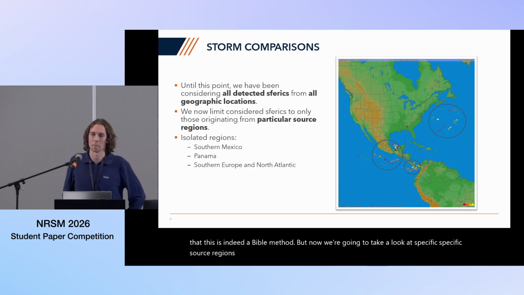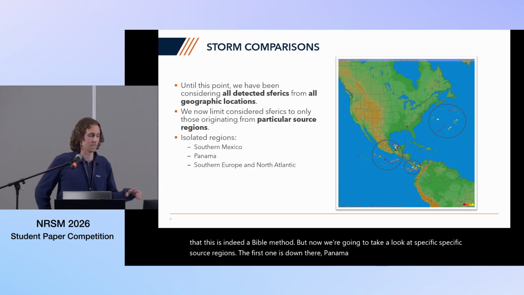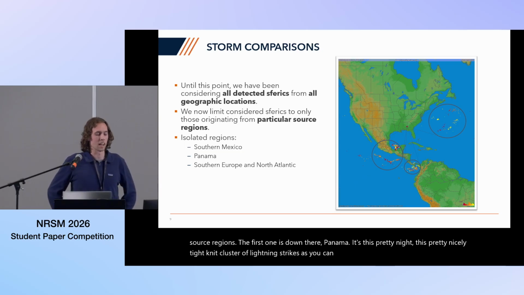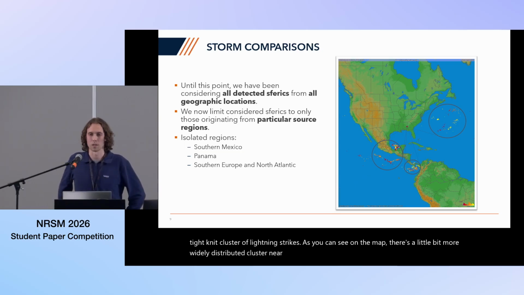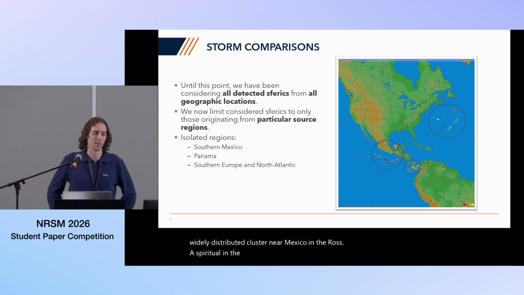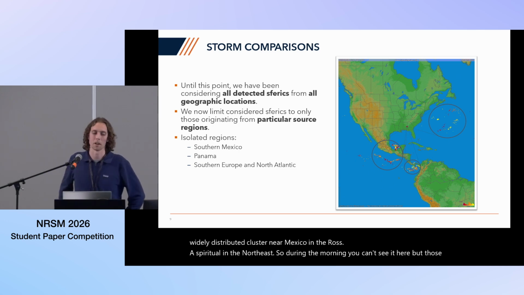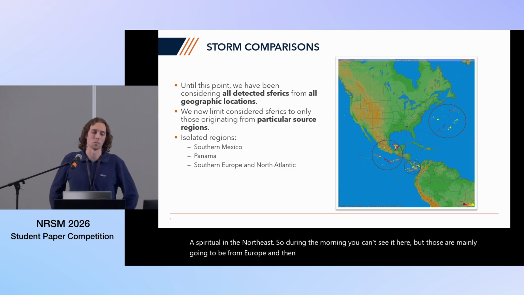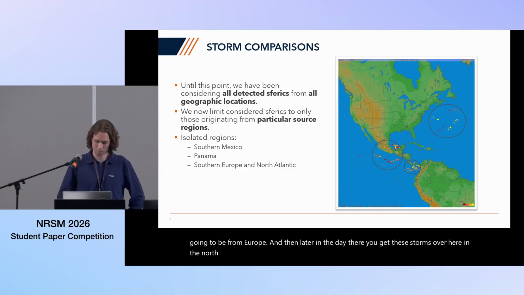The first one is down near Panama. It's this pretty nicely tight-knit cluster of lightning strikes, as you can see on the map. There's a little bit more widely distributed cluster near Mexico. And then we're also going to look at spherics from the northeast. So during the morning, you can't see it here, but those are mainly going to be from Europe. And then later in the day, you get these storms over here in the North Atlantic near Bermuda.